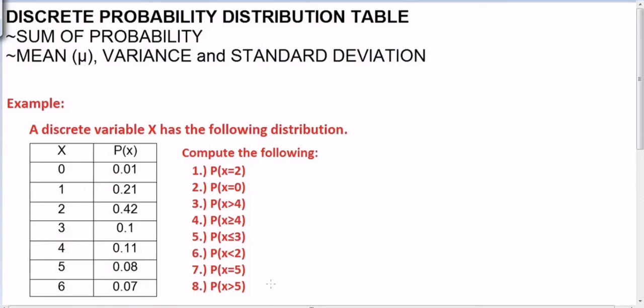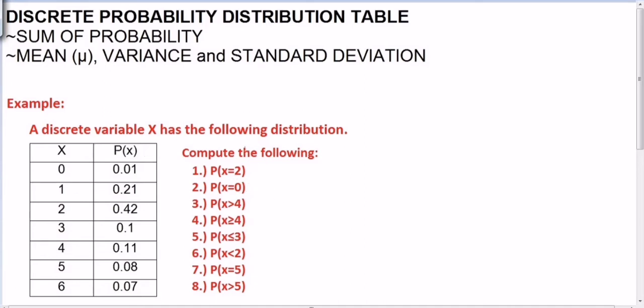Hi guys, in this video we will be discussing the sum of probability and then getting the mean, variance, and standard deviation of a discrete probability distribution table. So given the discrete probability distribution table, let us compute for the following. So here is our example.